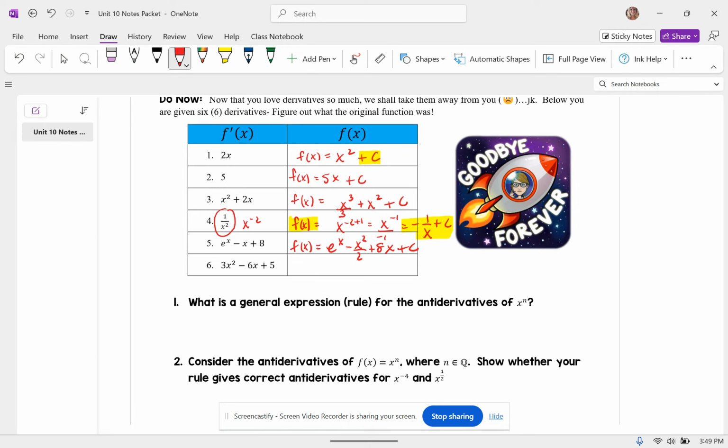Then for number 6, I have 3x squared. Now, that 3x squared came from an x cubed. I dropped it down and reduced the power by 1. So I can just go ahead and put my original as x cubed. And then minus 6x. Well, let's think about that. If I'm working backwards, I'm going to add 1 to the exponent, and then I'm going to divide by the new exponent, and that's going to give me a negative 3x to start with a 2 as my exponent.